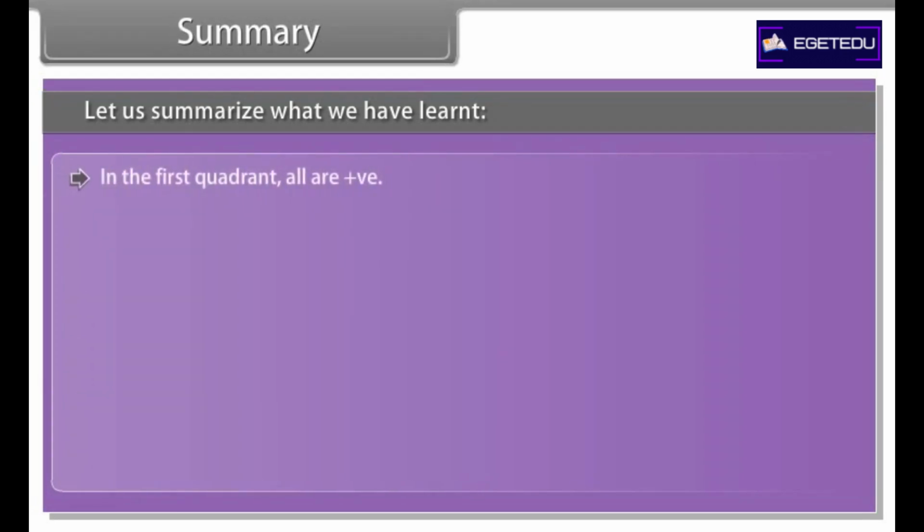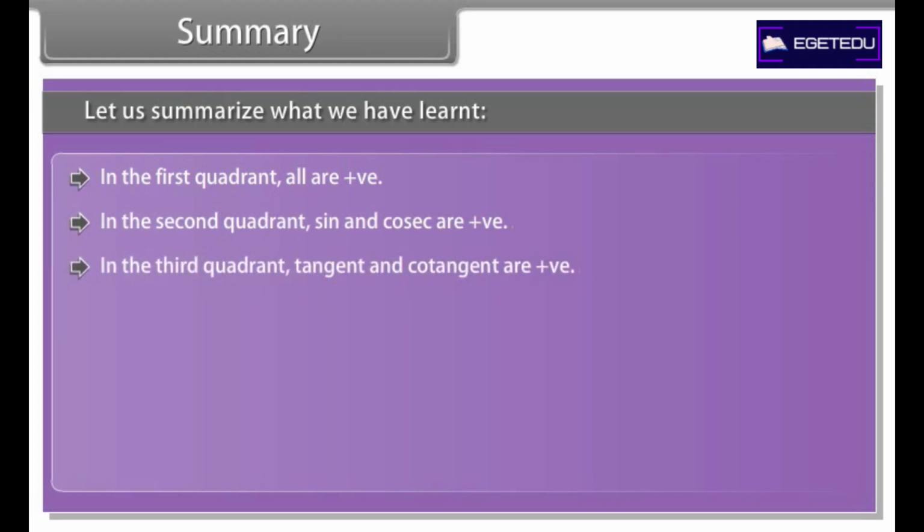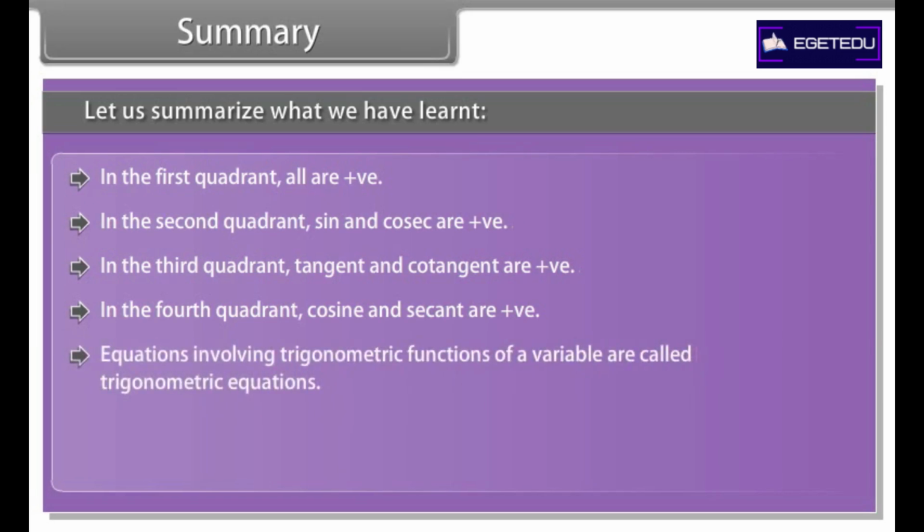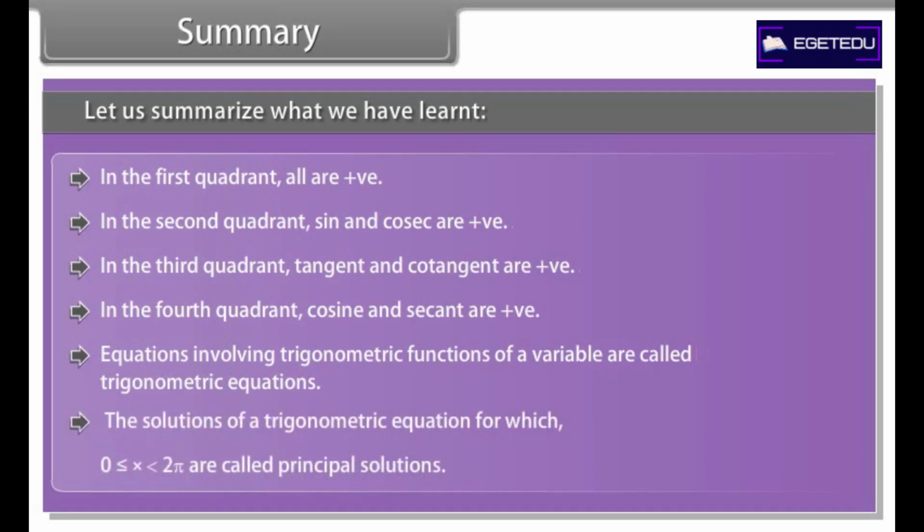In the first quadrant, all are positive. In the second quadrant, sine and cosec are positive. In the third quadrant, tangent and cotangent are positive. In the fourth quadrant, cosine and secant are positive. Equations involving trigonometric functions of a variable are called trigonometric equations. The solutions of a trigonometric equation for which 0 less than or equal to x less than 2 pi are called principal solutions.